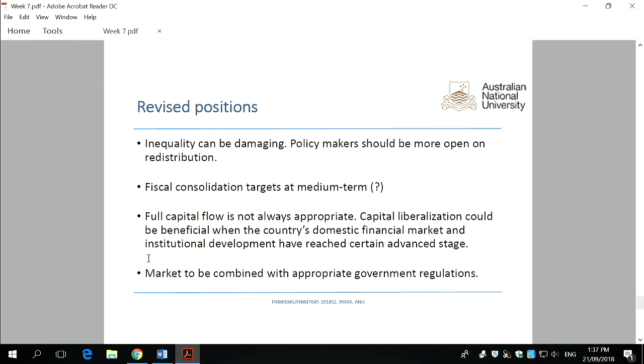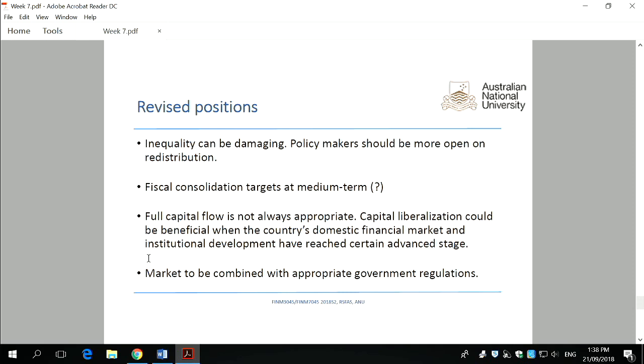And then another revised point is how to combine the market and the government regulation. This is a very original point of Hayat, that the government should have policy, but those policies are not direct intervention in the market, but policies that help the market do a better job. Right? For example, reduce transaction costs, remove entry barriers, etc.